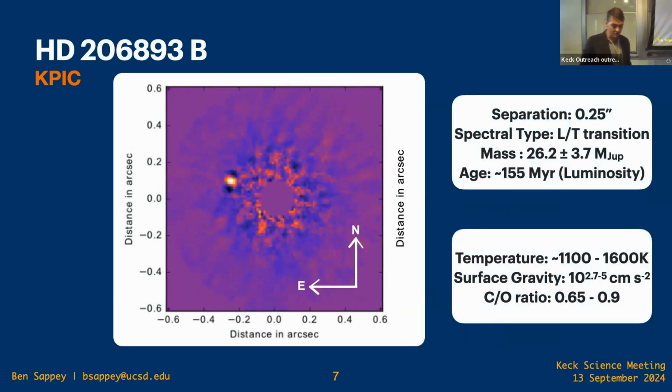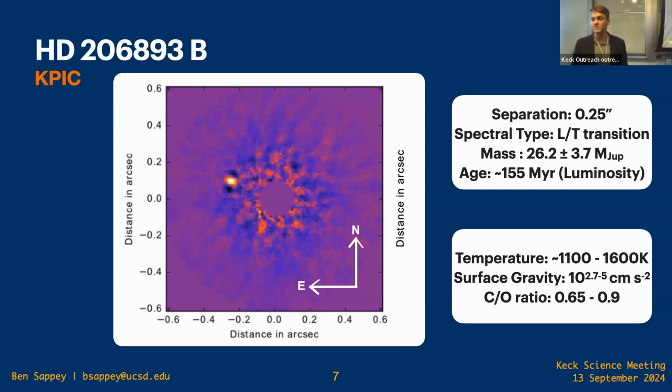So one target object that I want to tell you about that I've been working on is HC206893b, mouthful. It is a 26 plus or minus 4 Jupiter mass LT transition spectral type object. It's separated about 250 milliarc seconds from its host star. And it is the reddest known substellar companion. It has a J minus K magnitude of 3.36. So this is a very red object.